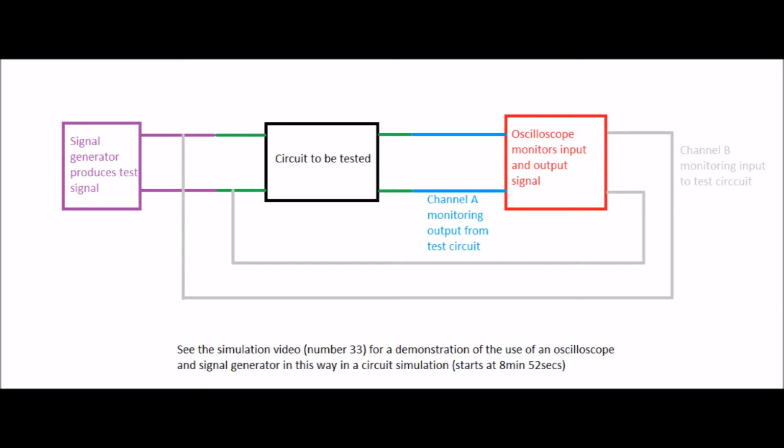More advanced development laboratories also have other instruments. For example, a spectrum analyzer to display the frequency spectrum of signals, and network analyzers to measure the input and output impedances of circuits. I may mention some of these other instruments as we go through the course at the appropriate time.